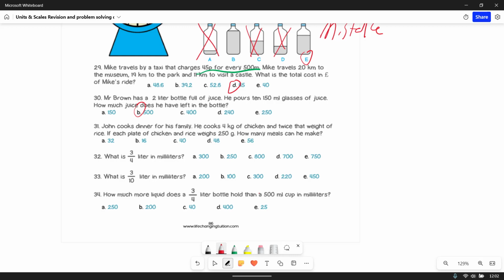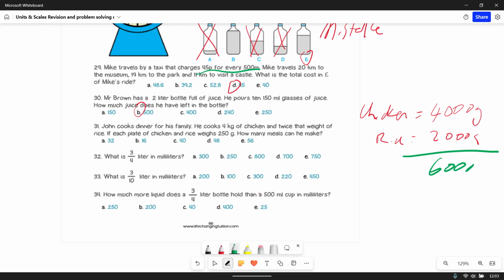John cooks dinner for his family. He cooks 4 kilograms of chicken, twice the weight of his rice. So chicken is 4 kg. Let's put it in grams because everything's in grams. Rice, that's twice the weight of rice, so that'd be 2,000. And if each plate of chicken and rice weighs 250 grams, how many meals can you make? So total is 6,000, and one plate is 250, so you do 6,000 divided by 250. Cross off the matching zeros, so 600 divided by 25.